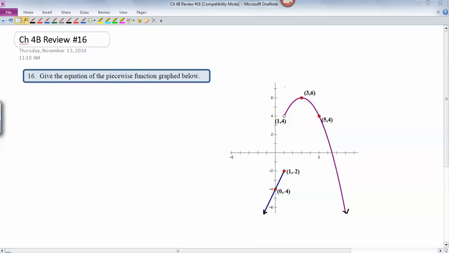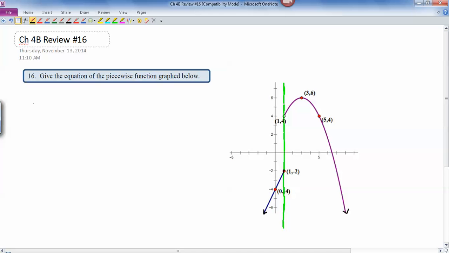I'll draw a dividing line right down the middle here. So the chunks are split right here. I've got stuff on this side over here and a separate equation that I'm going to use on that side over there. So on the left side, we've got this line right here.